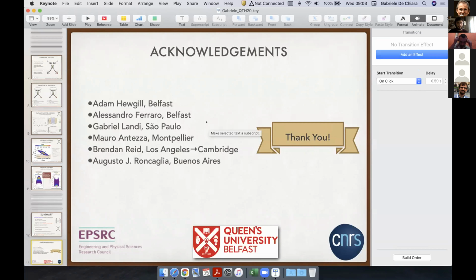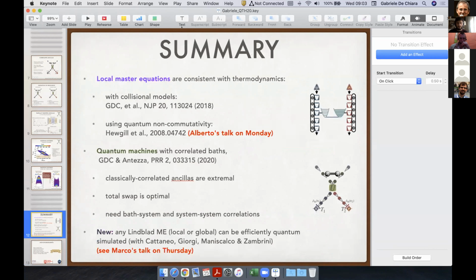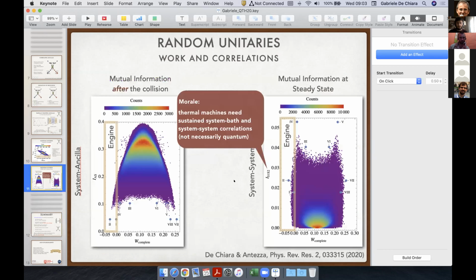Sebastian Deffner says, very intriguing results. Have you looked at discord? I mostly wonder whether quantum correlation still would give you any distinct quantum advantage. Yeah, this is a very interesting question. So we looked at discord, and if you're interested, go check in the paper. There is not much more that we learn from discord that is not already in the mutual information.